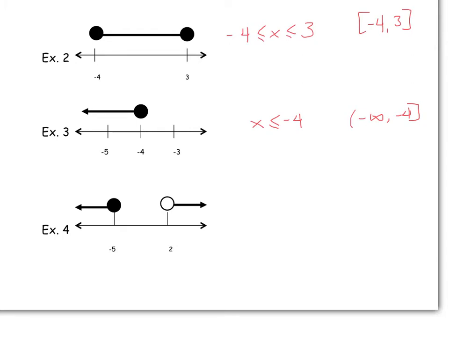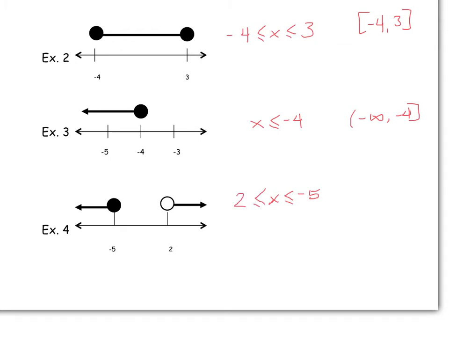Alright, example 4. We're going from -infinity all the way to -5. We're going to include -5. And then we go from 2 all the way to infinity. So you would write this as x is smaller or equal to -5, and you would also say it is larger or equal to 2.